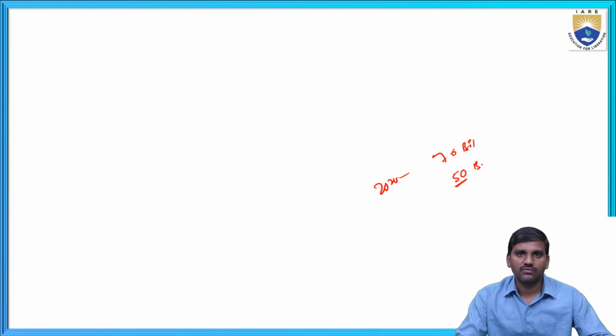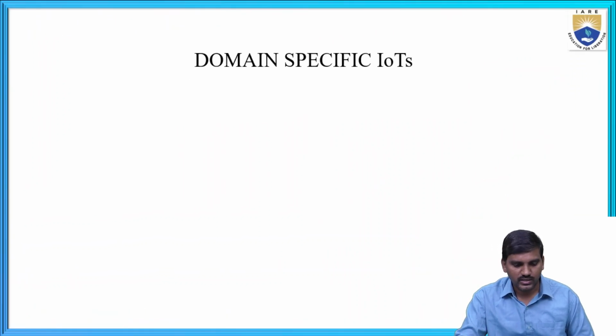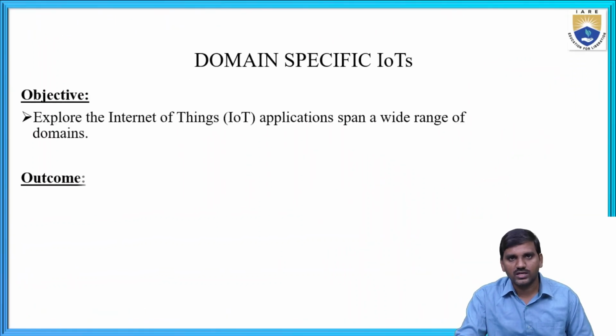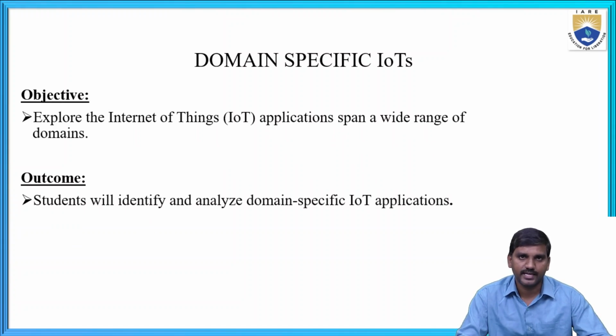That was part of the real-time examples of IoT. Now we are entering into the domain specifics of IoT, part 1. Domain specific is nothing but applications under different domains. Before that, first, what are the objectives and what is the outcome of this particular topic.